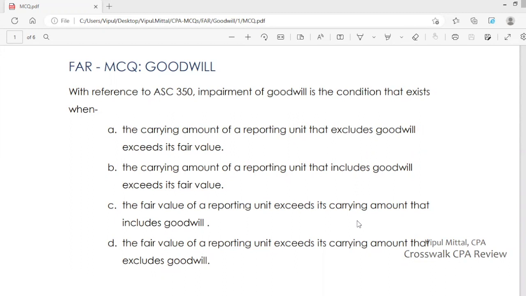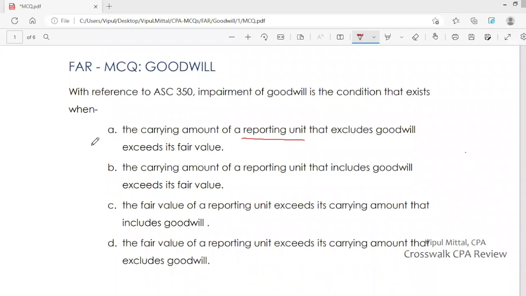You know that goodwill impairment testing is done at the reporting unit level. And a reporting unit may be an operating segment or one level below the operating segment. So goodwill is tested for impairment at the reporting unit level. Now, when do you say that goodwill has impaired?